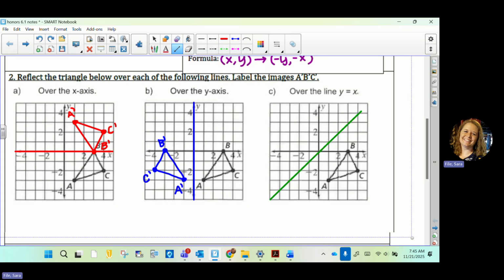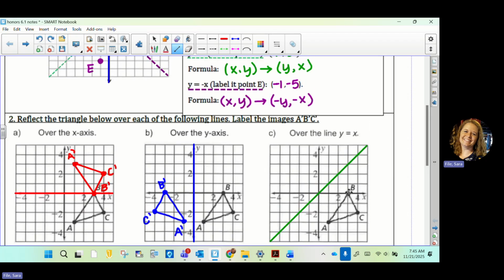All right, and then C is across the line y equals x, so that's this diagonal we want to reflect across. Now, reflecting over y equals x and y equals -x is tougher for some people because you're not counting just perfectly straight. It's at a diagonal. And so if you don't like doing that, just use the rule up here.